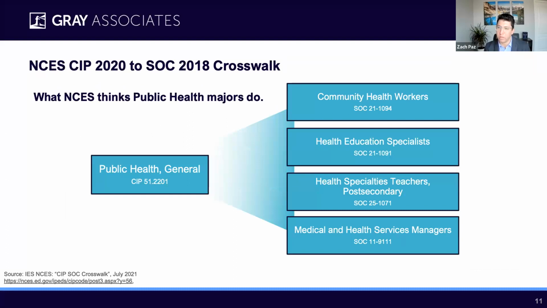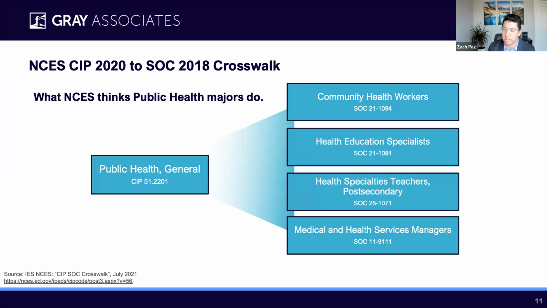One of the biggest pitfalls of this crosswalk data is to look at the occupations that the government says are directly related to a program. So the program we were looking at was public health, and we were looking at it from a bachelor's perspective. And there are 4 occupations that the government aligns to this program: community health workers, health education specialists, teachers post-secondary, and medical and health service managers. So you could look at those 4 occupations, but from what we studied from the American Community Survey, you're only looking at 3% of what these graduates actually do.